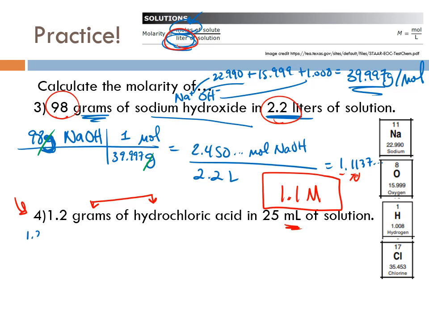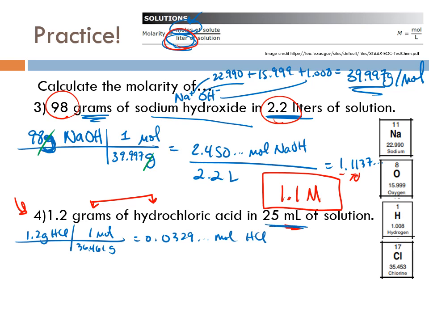All right, 1.2 grams of HCl. Hydrogen is 1.008 plus chlorine is 35.453. Gives us a grand total of 36.461 grams per mole of hydrogen chloride. Hydrochloric acid, 1.2 divided by 36.461 gives us 0.0329 lots of digits, moles of HCl.